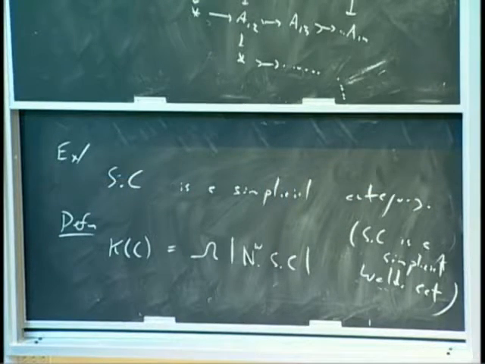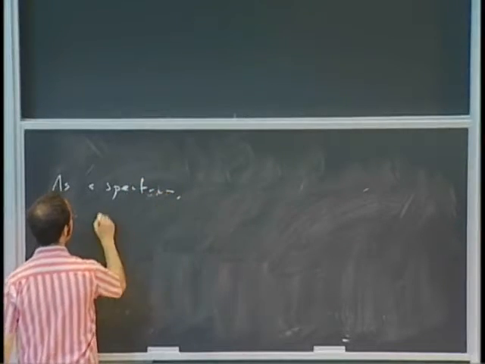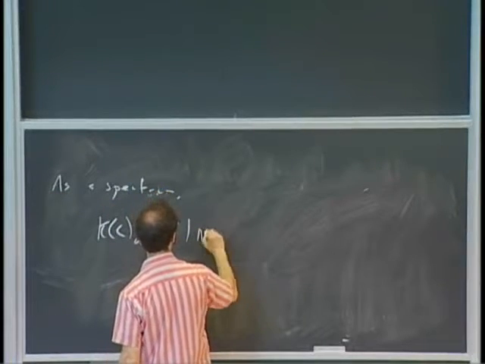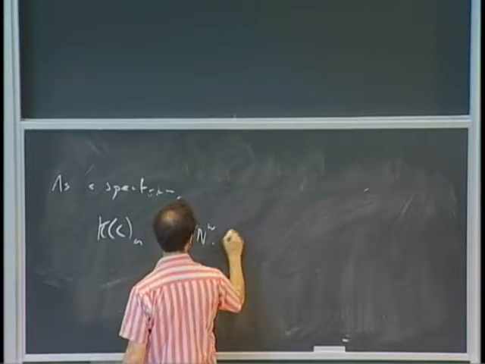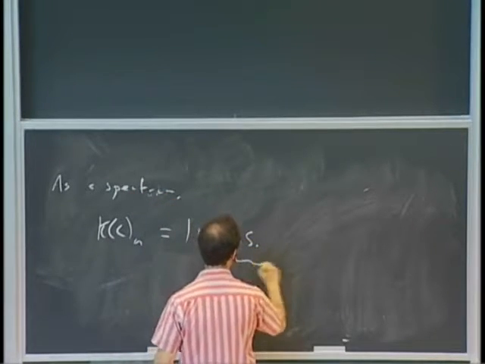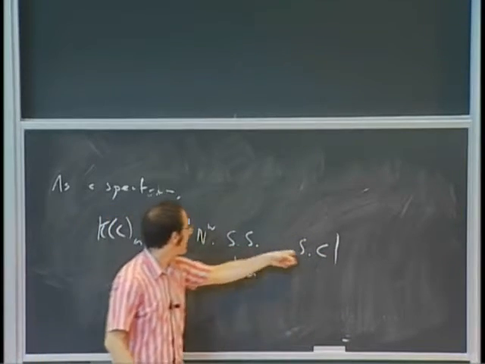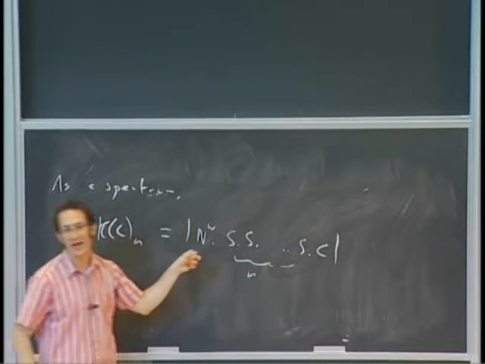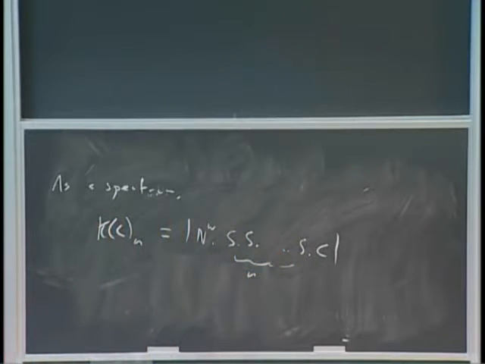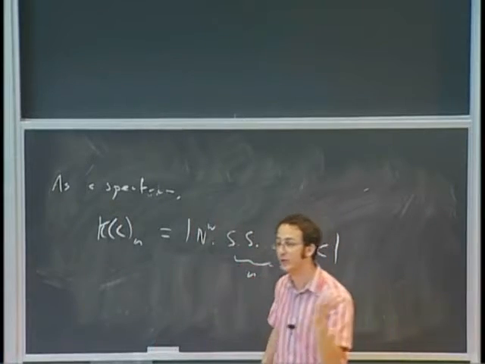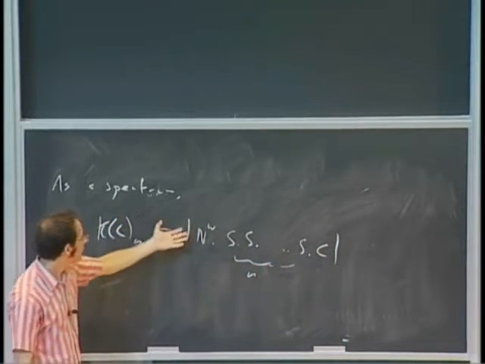So that's a space. As a spectrum, K of C has nth space equal to the geometric realization of the nerve of the weak equivalences of the S dot construction iterated n times of C. So this is an n+1 fold simplicial object. But you can still take the diagonal, and you can still take the geometric realization of that. In fact, because homotopy colimits commute, you can take any kind of realization you want. They all turn out to be homeomorphic. And this is now a space.